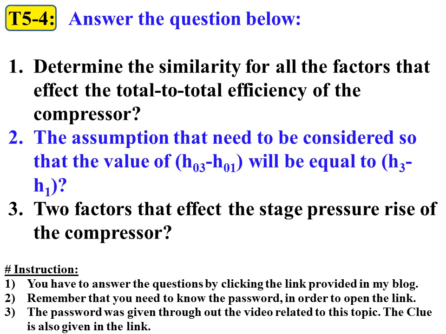Okay, in order to test your understanding for chapter number 5, part number 4, answer the questions below. First, determine the similarity for all the factors that affect the total efficiency of the compressor. Question number 2, the assumption that needs to be considered so that the value of H03 minus H01 will be equal to H3 minus H1. Question number 3, two factors that affect the stage pressure rise of the compressor.